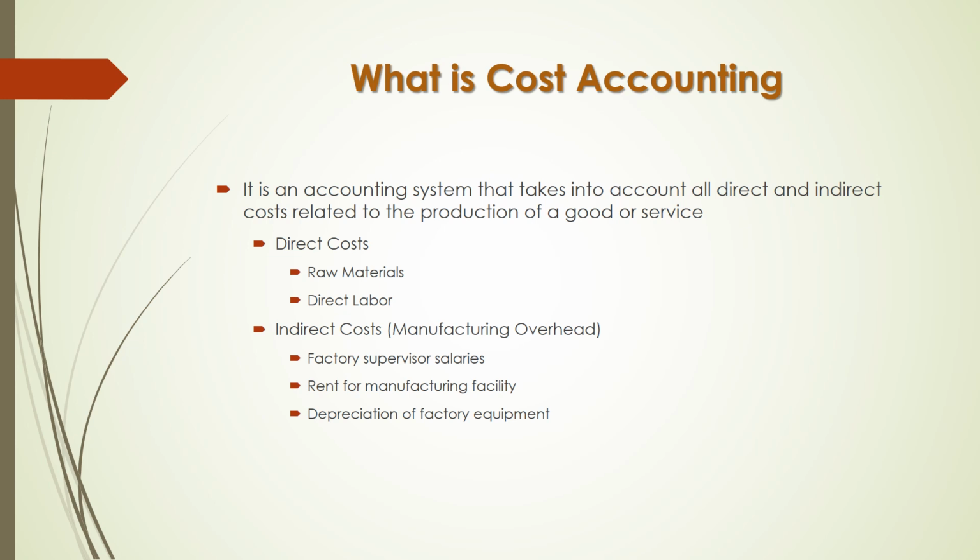And then indirect costs are what we call manufacturing overhead. This can include factory supervisors' salaries, rent for manufacturing facilities, depreciation of factory equipment. It could be other things as well, but in our case, those are the things that we consider. They are included in the production of the good that we are producing, but they're not in the product itself or directly touch the product.